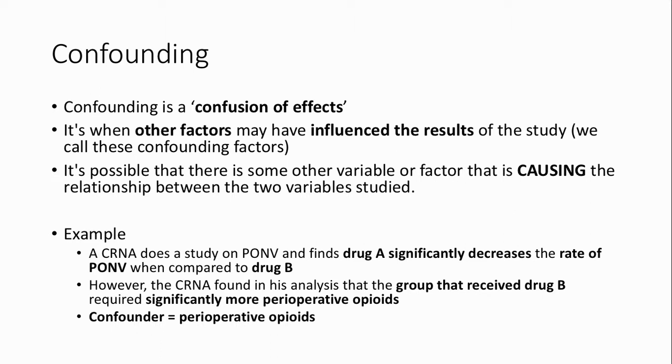Here's an example of a confounding variable. A CRNA does a study on postoperative nausea and vomiting (PONV). It finds drug A significantly decreases the rate of PONV when compared to drug B. However, when he did his analysis, he found that the group that received drug B required significantly more perioperative opioids, so that's why they vomited more. So the confounding variable was perioperative opioids.